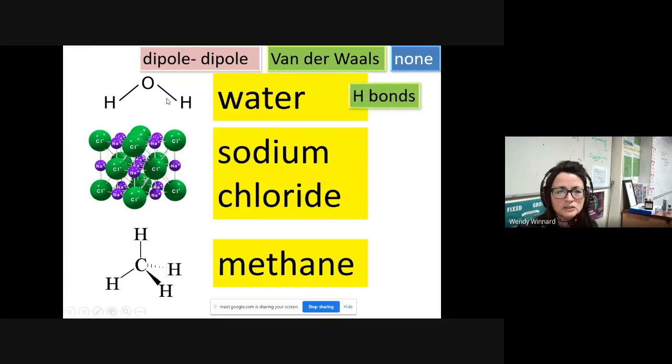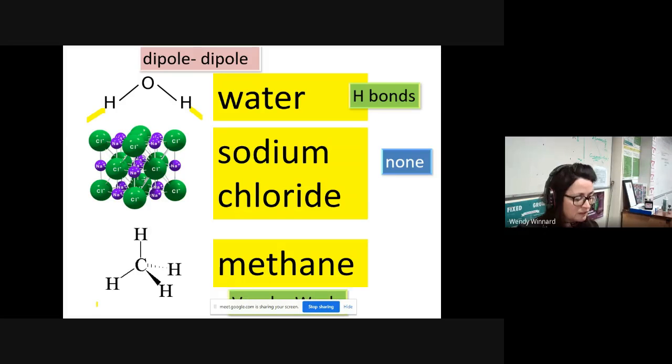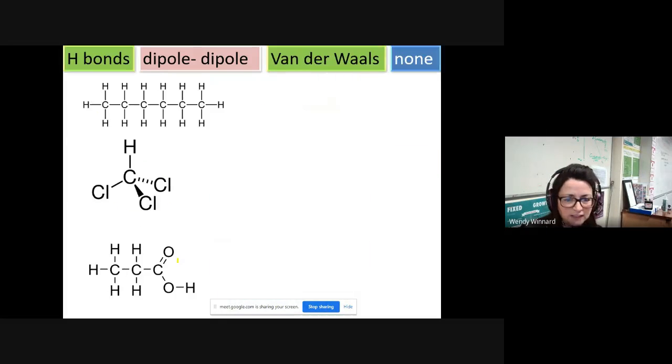Water hydrogen bonds, because the hydrogen's directly joined. So remember, water molecules then attract each other. And the hydrogen bond is here with another molecule and here. Sodium chloride is none because it's ionic, it's not molecular. And methane is van der Waals because it's non-polar. Right, let's have a look at the next slide.